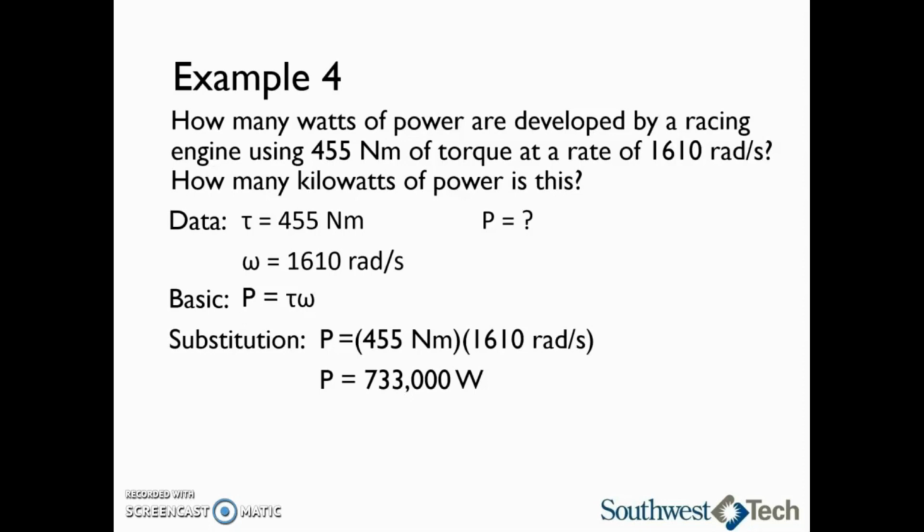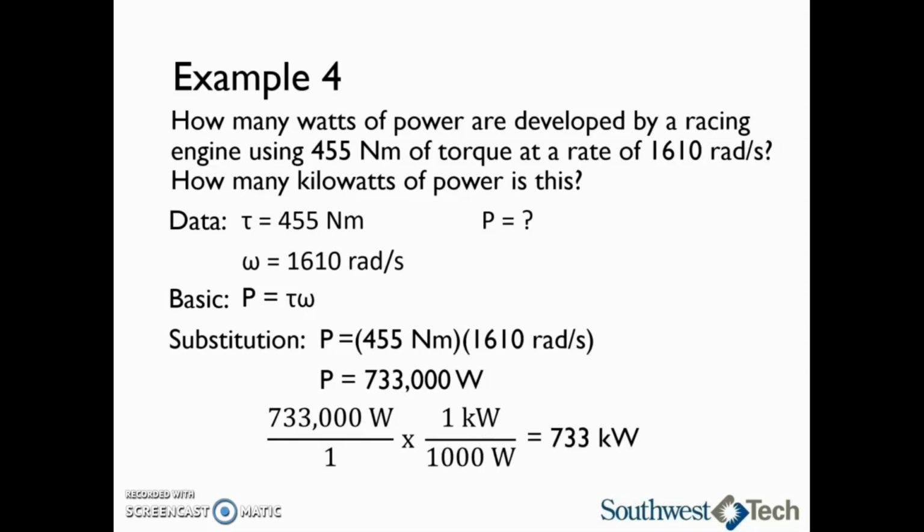We also want to know how many kilowatts of power this is, so this part is simply a unit conversion. We can take 733,000 watts and write it as a fraction over 1, and then multiply by the conversion factor. 1 kilowatt is equal to 1,000 watts. Crossing off the units, the watts, in the numerator and the denominator, we see we are left with 733 kilowatts of power. This concludes our first part of our discussion on rotational power.